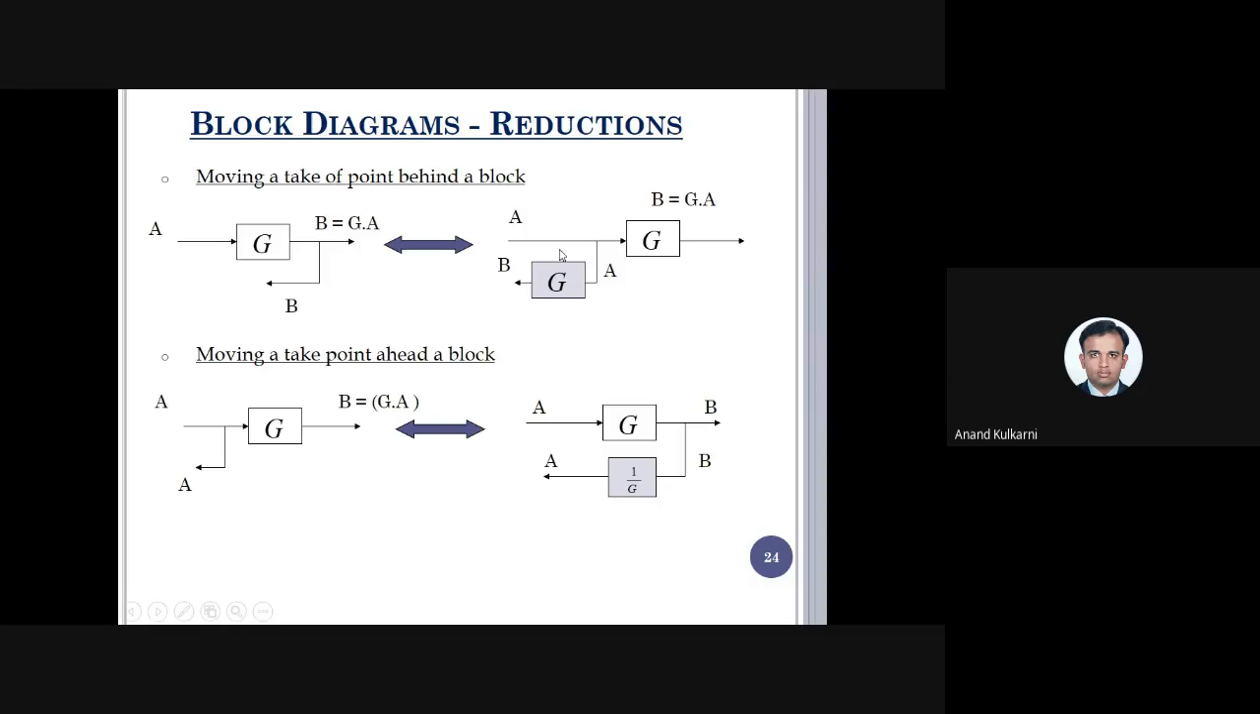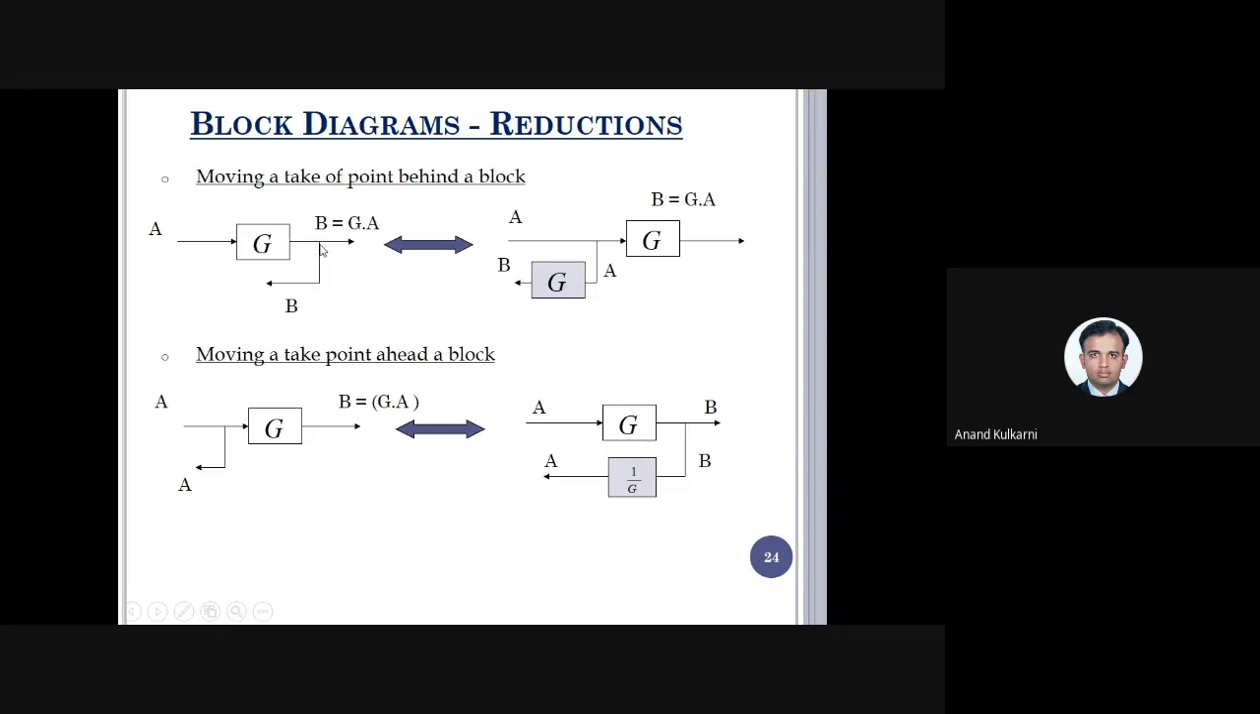But remember, here I'm going to take a takeoff. What I want is B should be equal to G into A. But if you see the signal here, we don't have that block. If I don't have that block, I cannot get G into A. I'm only getting A, but I don't want only A. I want G into A.